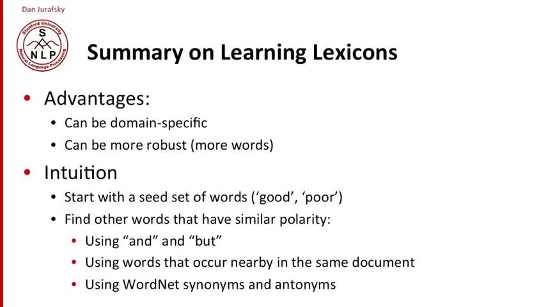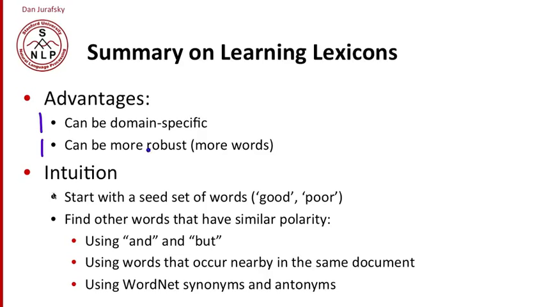So in summary, learning lexicons can help us deal with domain-specific issues. In banking, we might have a word like direct deposit. That's just not going to be in a standard online polarity lexicon. And we can be more robust in general as people start using new names. A new company name might not be in some training data, but we might be able to learn it from the web or from the data we're looking at.